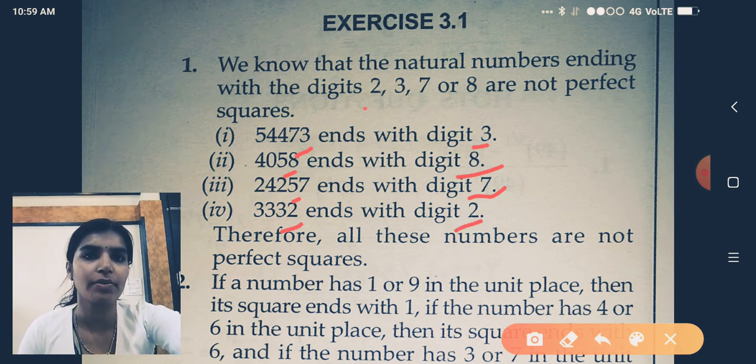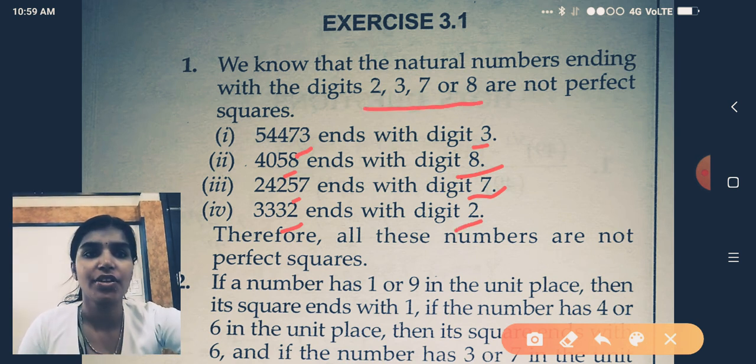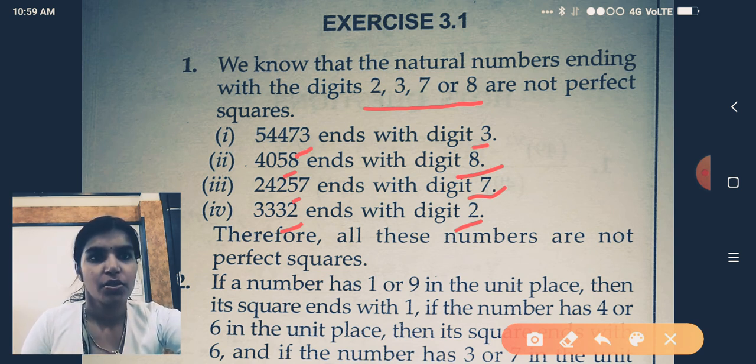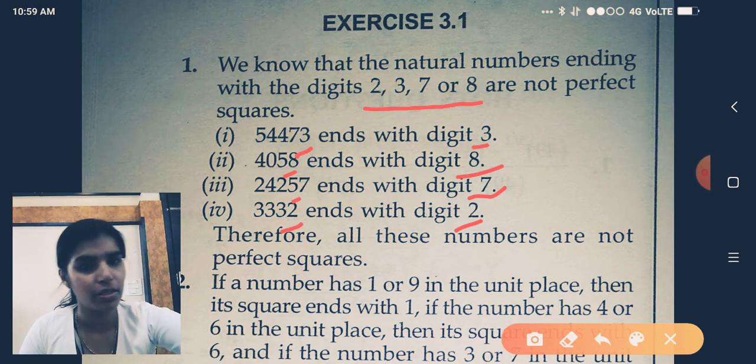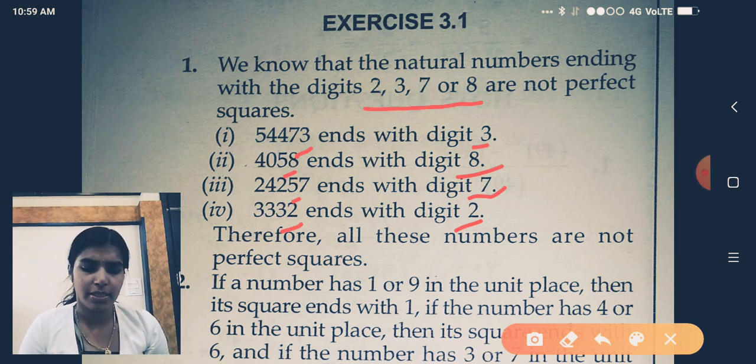So you see that when a natural number ends with a digit 2, 3, 7 or 8, these are not perfect square numbers. Understand? You just want to check the end digit of your number. If it is 2, 3, 7, 8, then it is not a perfect square. It is very simple to understand. Then we will see the second question.